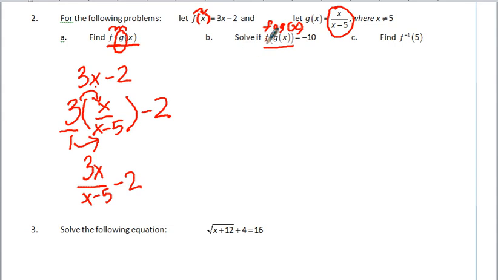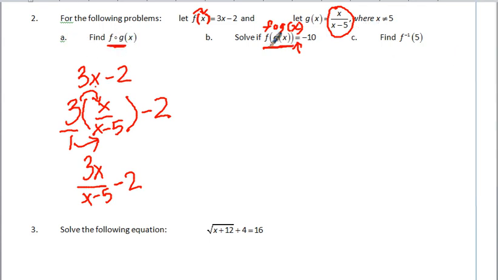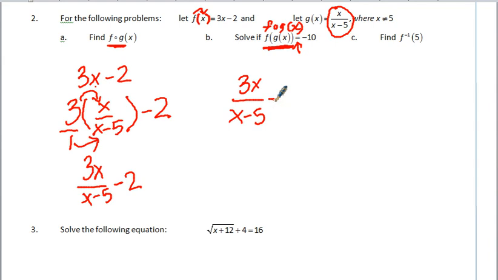Now when we go over here, you do have an equal sign, and you've already done this part. You did it right here. Remember how I told you that f of g of x says the same thing as this. So what you're going to do is you're going to take 3x over x minus 5 minus 2, and you're going to set it equal to -10, and you're going to solve it. So we're just going to solve for x by moving the 2. And that gives you 3x over x minus 5 equals -8.